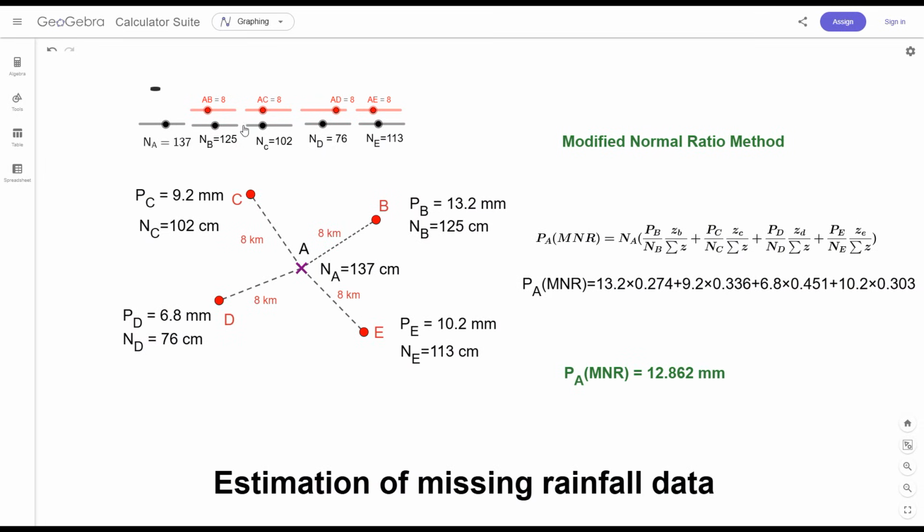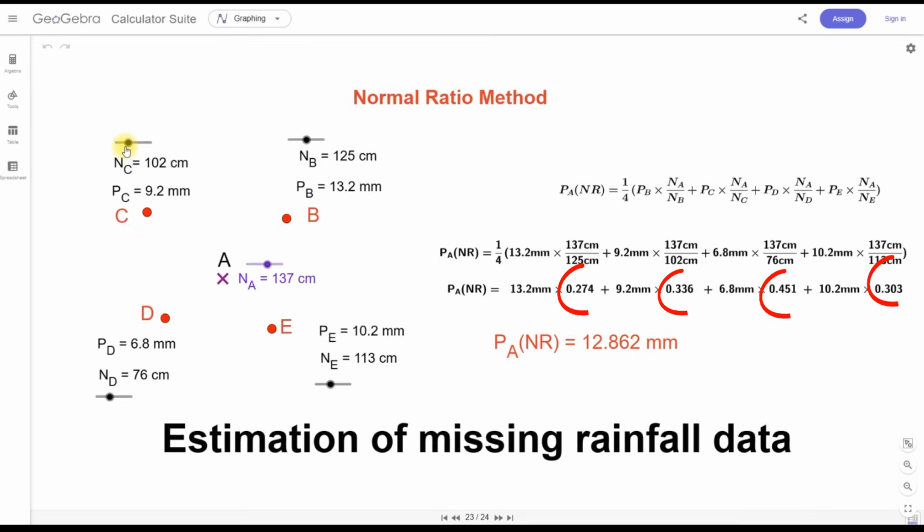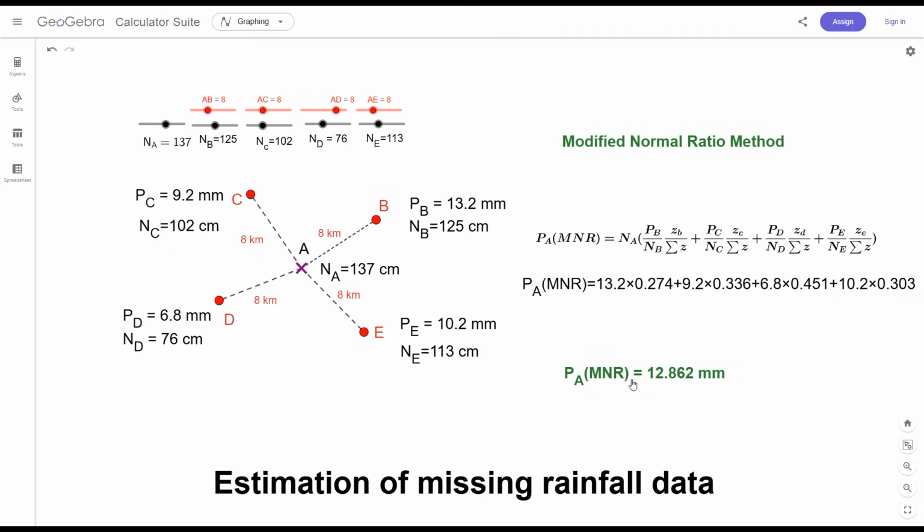We will use these sliders for changing distance and these sliders for changing normal ratio. At first, we can keep the distances the same. We can see that the weights of each index station and the estimate of PA are exactly the same as the normal ratio method. Now, if we change the distances, we will get a new estimate of PA, which is unique to MNR.